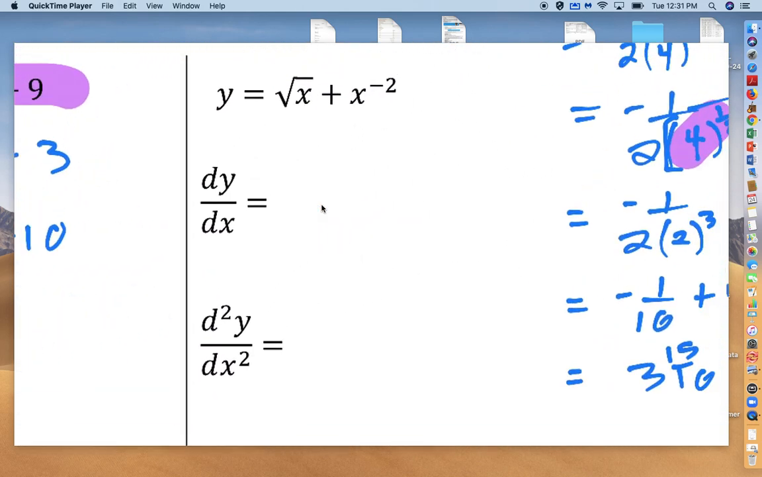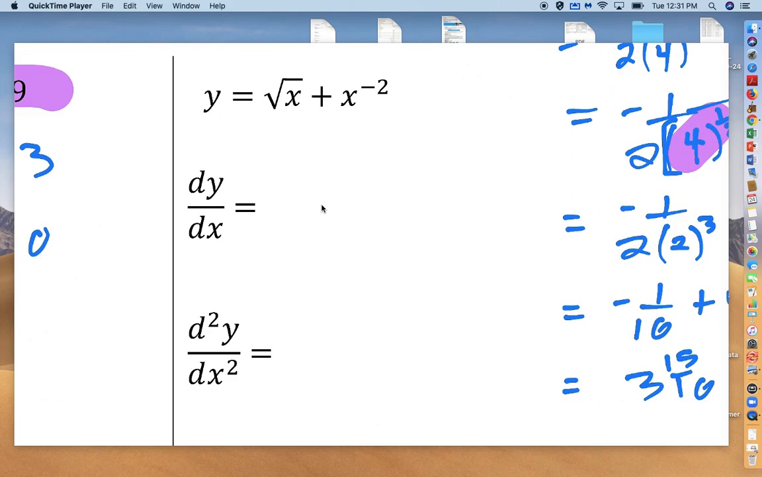So now let's move on to the next one. Here's a little algebra. Before we take on this problem, you want to rewrite this.